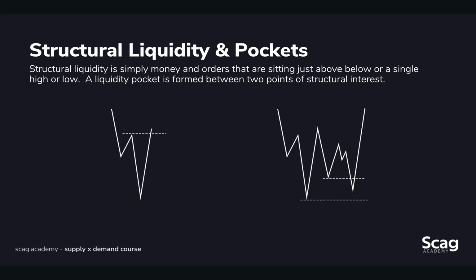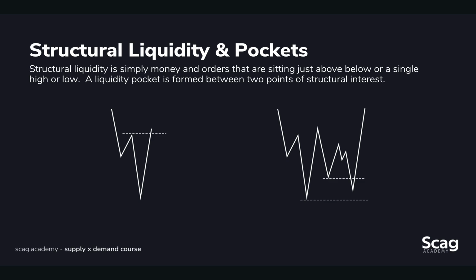But first, we're going to discuss structural liquidity and liquidity pockets. Structural liquidity is very simply money in orders that are sitting just above or below a single high or low. And a liquidity pocket is formed between two points of structural interest. The example on the left side shows you that structural liquidity. We have that structure point on the left side, price goes down, and then price comes back up and starts to wipe that liquidity, whether those be stop losses, sell limits, or buy stops. Whatever may be sitting there, there's money sitting above that previous structure.